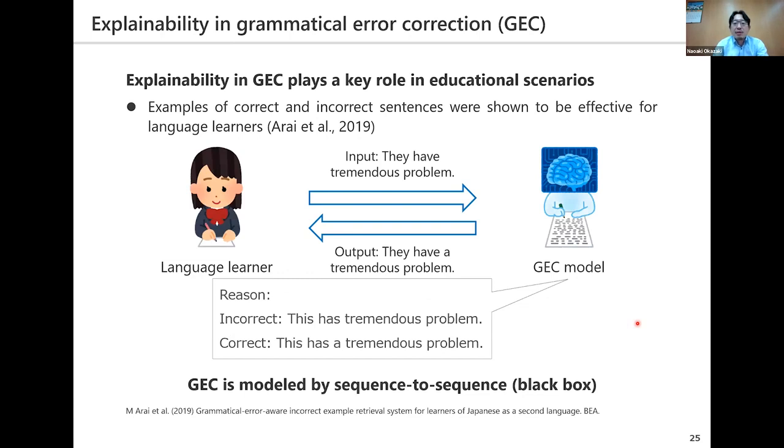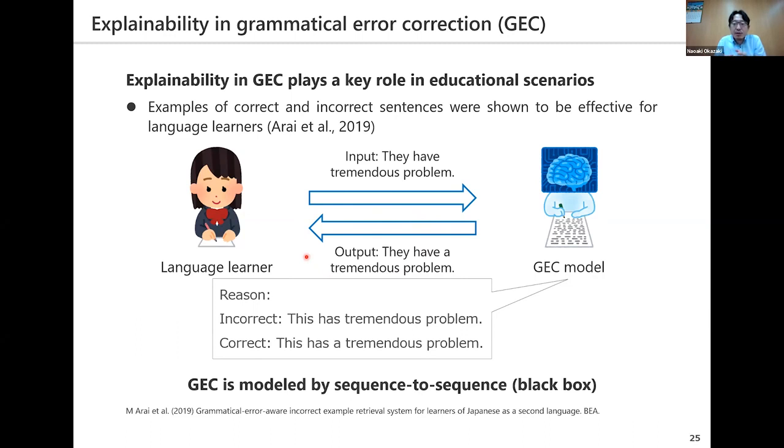So next, I will explain the task of grammatical error correction, or GEC in short. A GEC system receives an input text from a language learner and then revises the input text to reduce the errors in the text. So in this task, a language learner not only uses the output text, but also wants to know the reason behind the edit to improve their language skill. In this educational scenario, explainability is important.